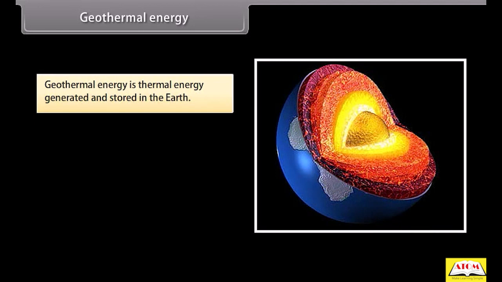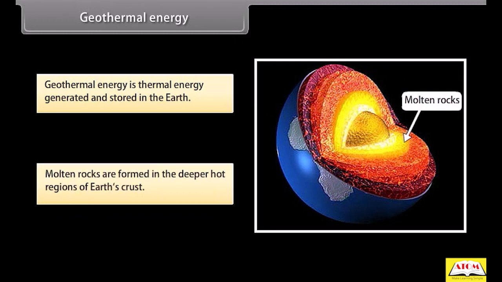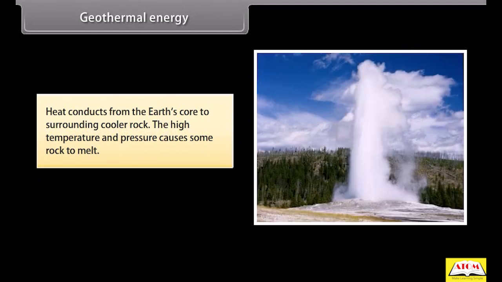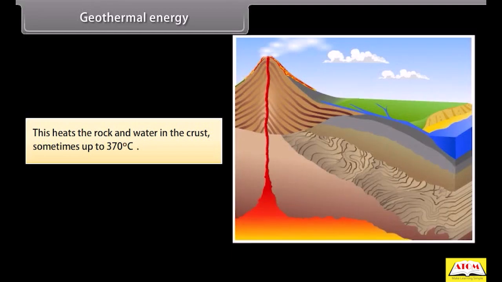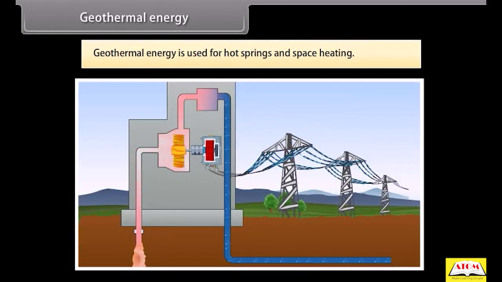Geothermal energy. Geothermal energy is thermal energy generated and stored in the Earth. Molten rocks are formed in the deeper hot regions of Earth's crust. Heat conducts from the Earth's core to the surrounding cooler rock. The high temperature and pressure cause some rock to melt. This heats the rock and water in the crust, sometimes up to 370 degrees Celsius. Geothermal energy is used for hot springs and space heating.